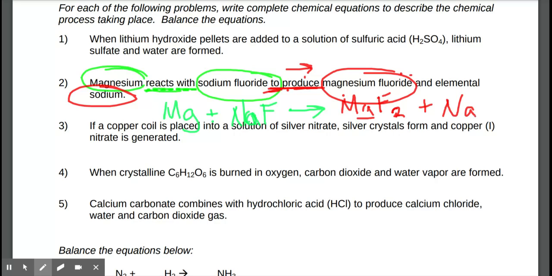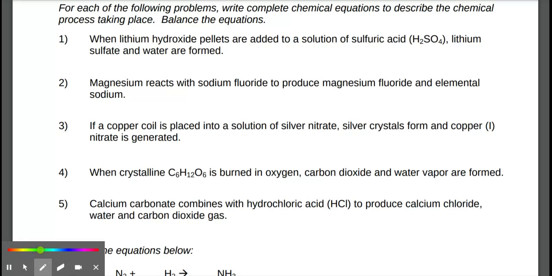And so we would take this and we would go balance it. But again, that's not what this video is here for. Here we would have our complete chemical formula. We would then have to move on to balancing it. So let's keep on trucking. Let's take a look at number 3.